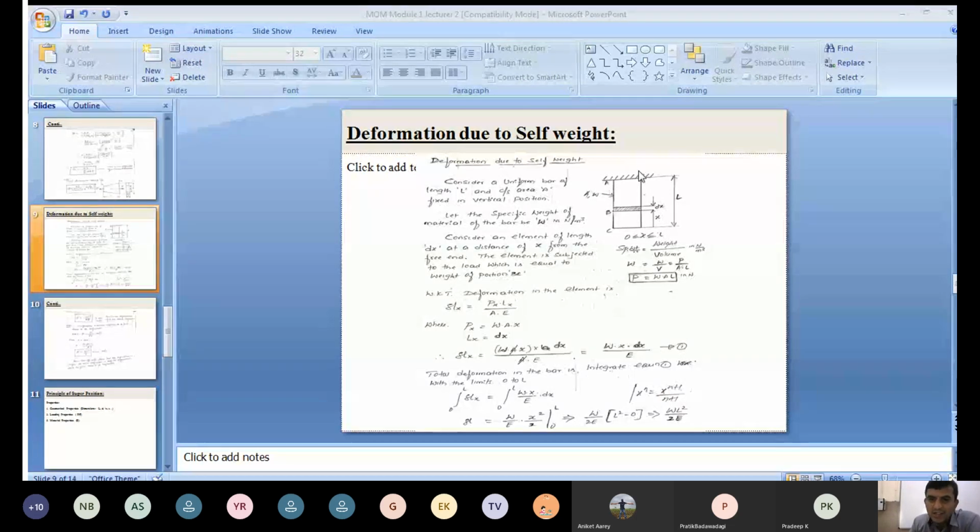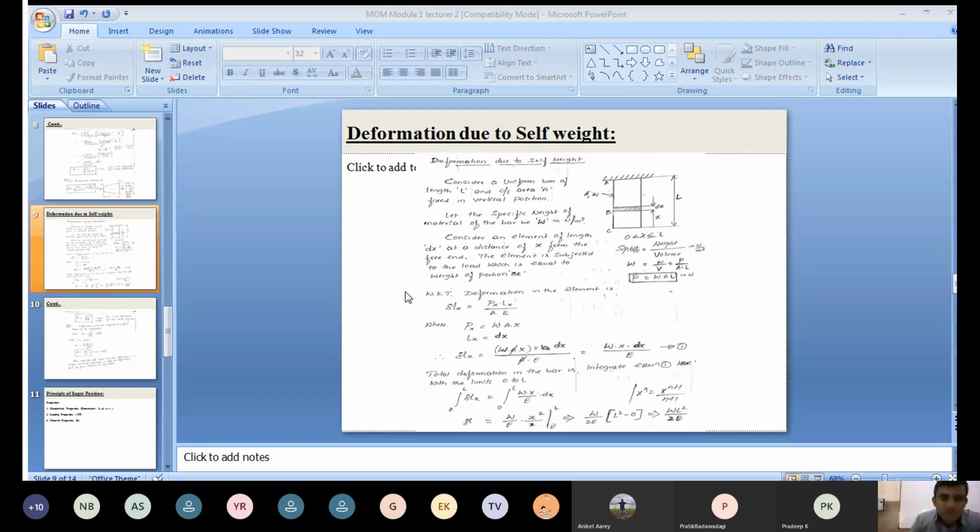X. Now tell me what is the load acting on the element dx, that is P suffix x, equal to the specific weight into the area of the bar into the length of the bar. The length of the portion BC is x. Now, first our aim is to determine the deformation induced in the bar.